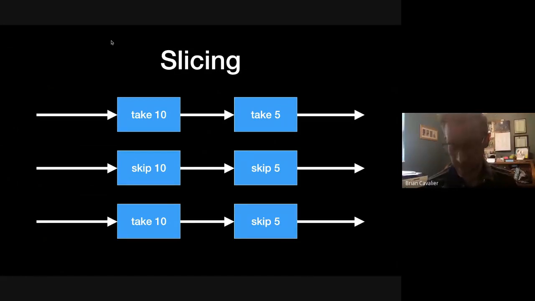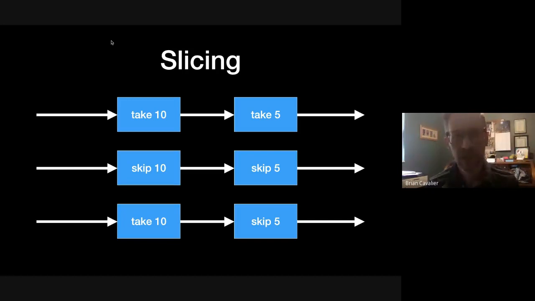Take, if you've worked with any sort of list processing library in JavaScript or Haskell or anything, this is a very common operation. So take 10 leaves you with only 10 events. If there were infinitely many, it turns the infinite stream into a finite stream of 10 events, or if there were 11, it lops off 1. If there were fewer than 10, it doesn't change the stream at all.